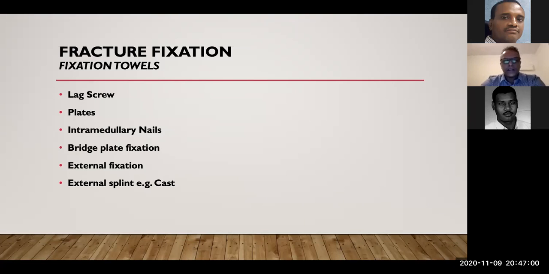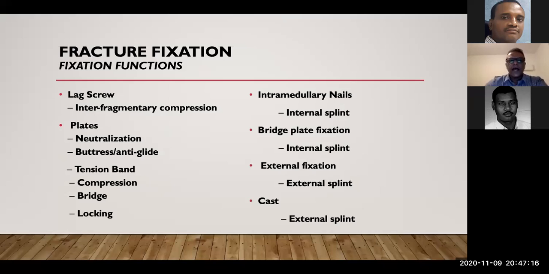Then to achieve the fixation, there are many tools we can use. We can use screws, plates, intramedullary nails, bridge plating, external fixation, or external splint, which is our normal cast. And all these have different functions they can achieve for us.